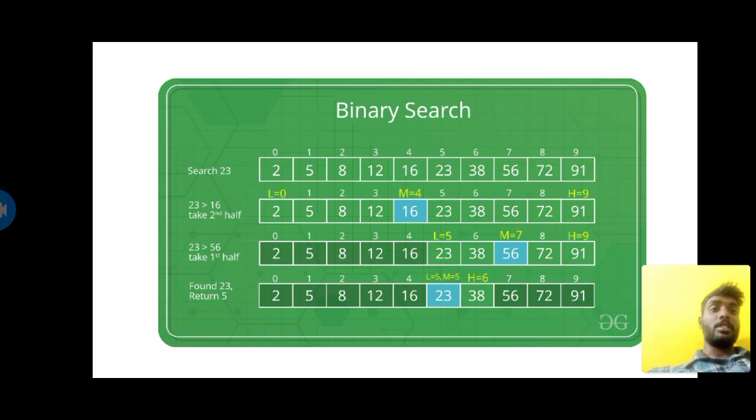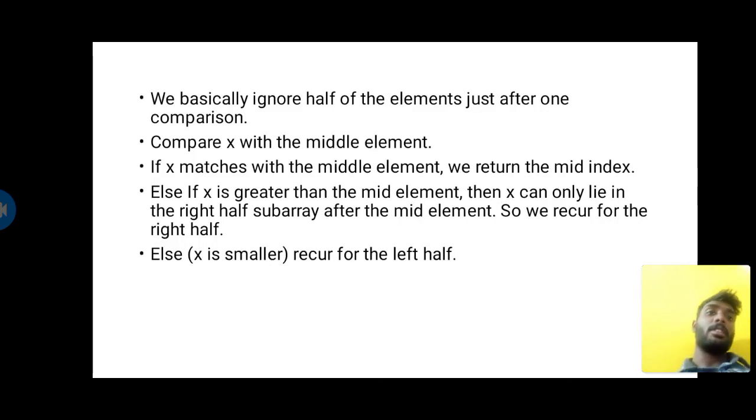Binary search example: search 23 in the array 2, 5, 8, 12, 16, 23, 38, 56, 72, 91. 23 is greater than 16, the middle element at m equal to 4, with l equal to 0. 23 is less than 56. Take the first half and find 23, return 5. We basically ignored half of the elements just after one comparison.